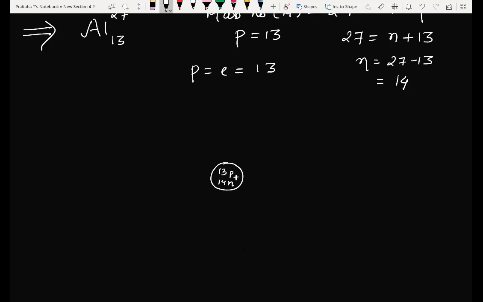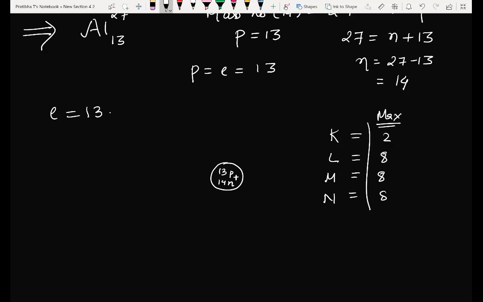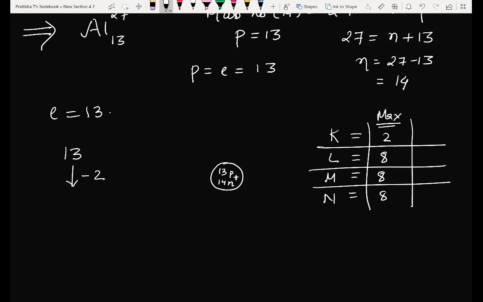As I told you, there are four orbits, K, L, M, and N. Here the number of electrons is how much? 13, right? So the maximum number of electrons that they can accumulate is 2, 8, 8, and 8. Now we are going to decide how they are going to stay. So 13, I took 2 out. How much is left? 11. So 2 will come here. Now this 11. K orbit is filled by the 2 electrons.